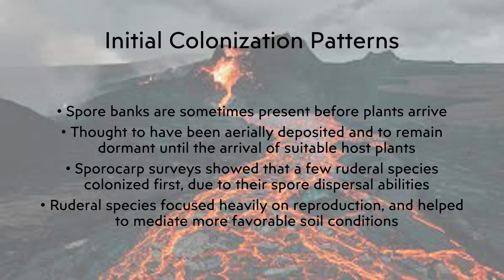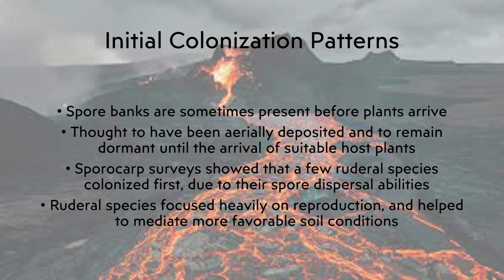The initial colonization patterns: sometimes spore banks were present before plants had arrived, and they lay dormant in the ground. But these ones were thought to have been airily deposited, either by wind or by other methods through the air, and they lay dormant until the arrival of suitable host plants, so plants that they could make relationships with in the soil.